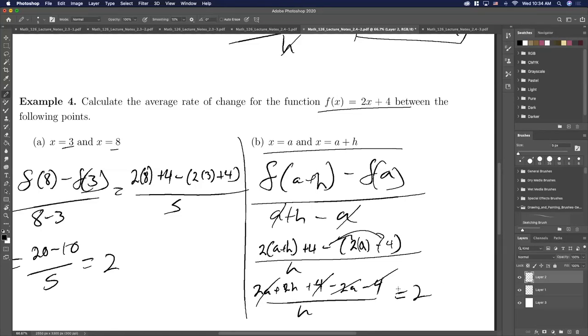Now, why does the rate of change being 2 make a whole lot of sense? Because what's the slope? This is linear, and the slope is 2, right? So between any two points, no matter where I pick, the secant line is the line, and the slope of that line is always going to be 2. So this is just a line, and any two points, it doesn't matter where I pull them from, the average rate of change is always just going to be the slope between those two points, which is on the line, which is always 2, okay?